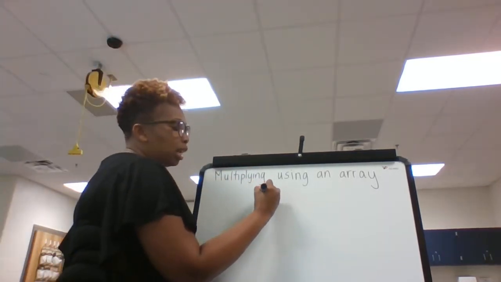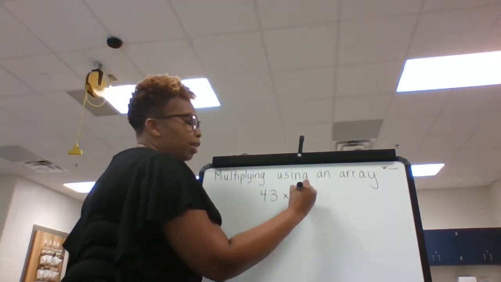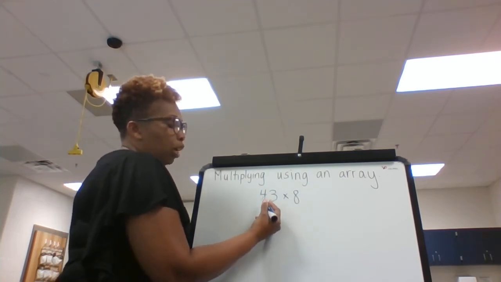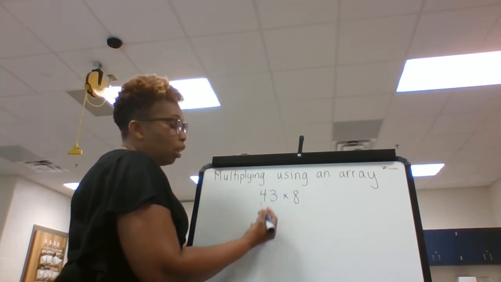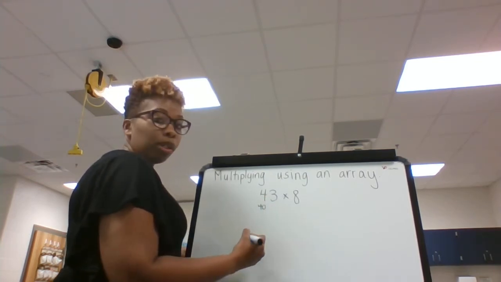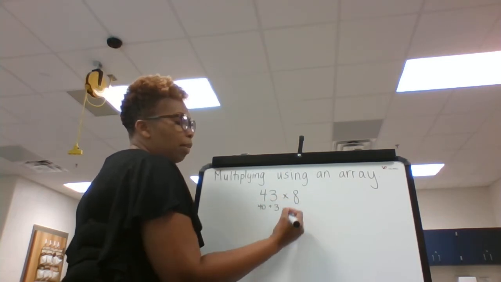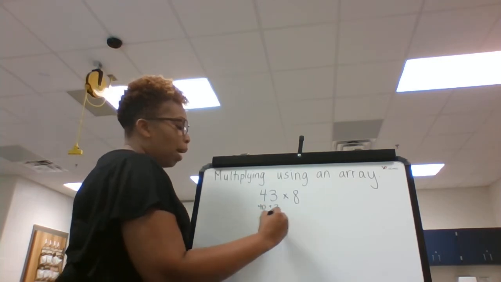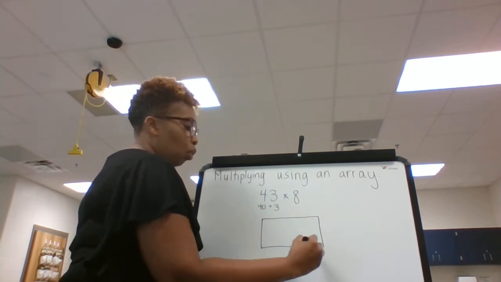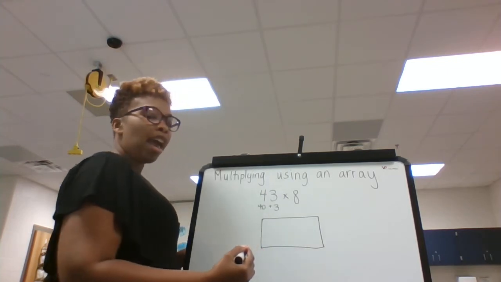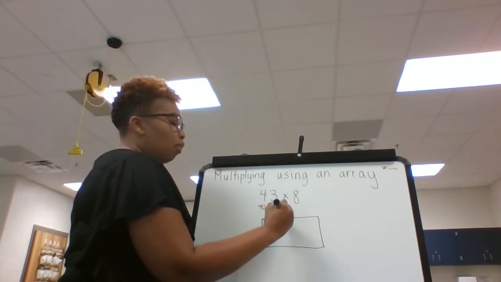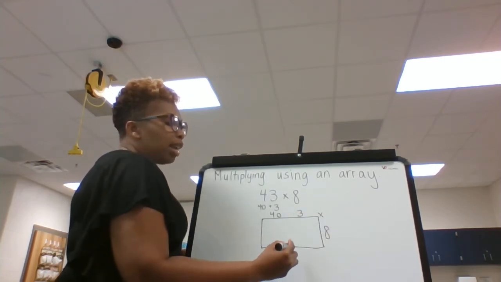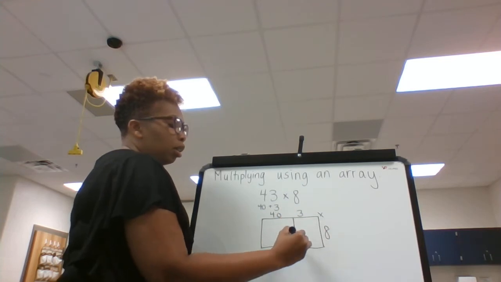Our first equation is 43 times 8. In doing this problem, the first thing that I'm going to do is to break apart 43 into tens and ones. So 43 is 40, which is 4 tens, plus 3, and my single digit, I leave that alone because it's a single digit. Now I create my array. When I'm creating my array, I make sure that I have enough space that I can put 40 and 3 and then 8. Then I put my multiplication sign in the corner and I begin to multiply.